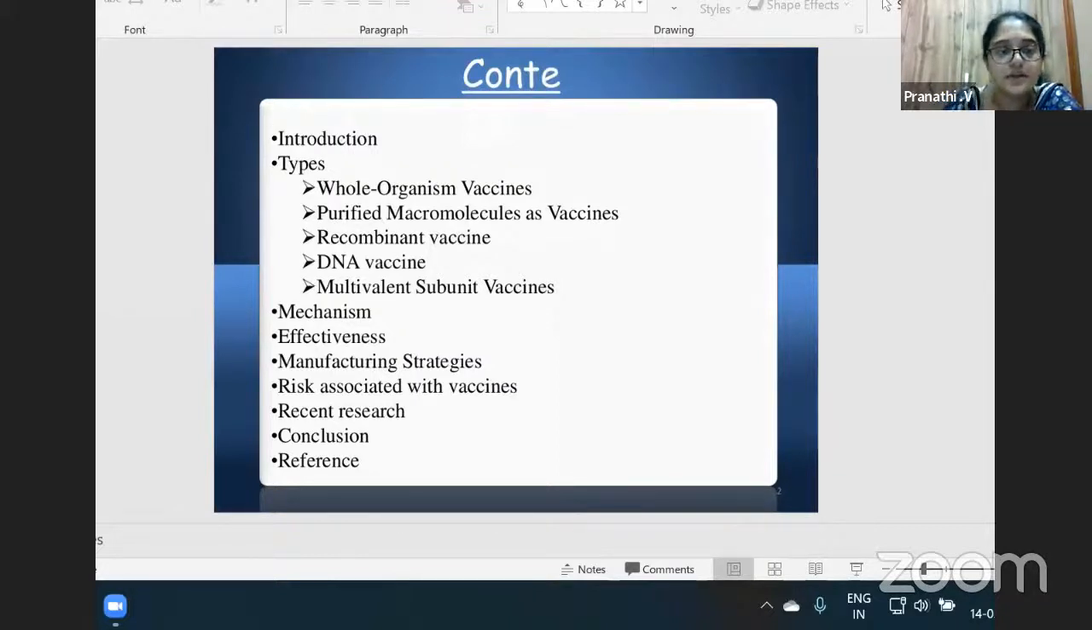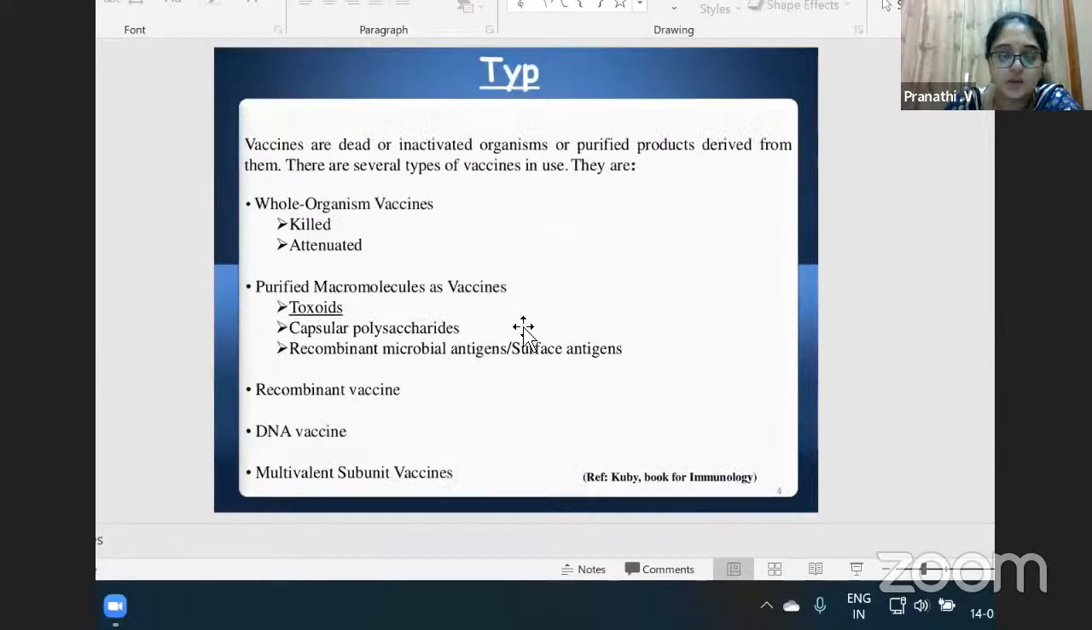So when it comes to the different types of vaccines, like I told you, it can be of 4 types. That is live attenuated vaccines, that is the whole organism vaccines. Then you have the inactivated vaccines, that is purified macromolecules. And then you have the DNA vaccines, and then you have the multivalent subunit vaccines.